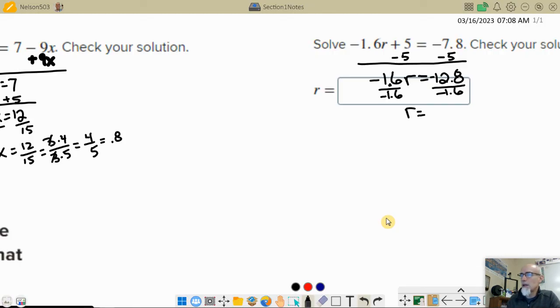So I ended up with 8, positive 8, okay? Don't put a negative 8. You're going to get it wrong because we're dividing a negative by a negative. That's going to give us a positive.